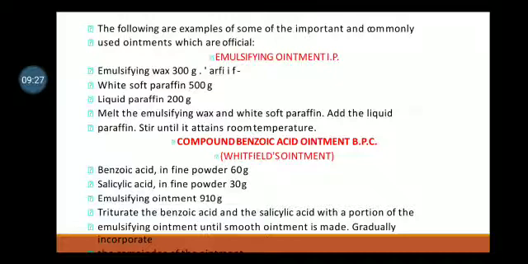Then compound benzoic acid ointment BPC, also called Whitfield's ointment, contains benzoic acid in fine powder 60 gram, salicylic acid in fine powder 30 gram, emulsifying ointment 910 gram. Triturate the benzoic acid and the salicylic acid with a portion of emulsifying ointment until a smooth ointment is made. Gradually incorporate the rest.